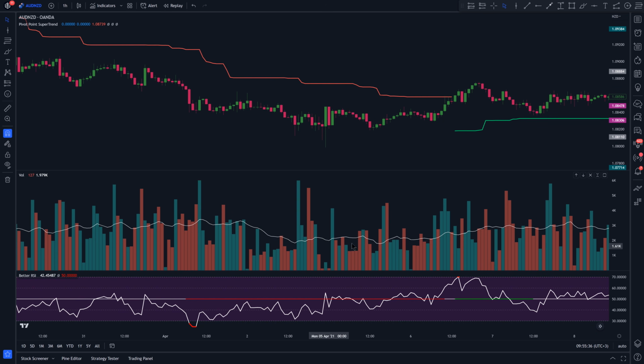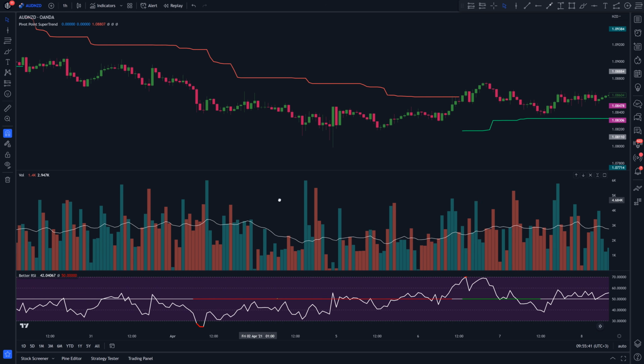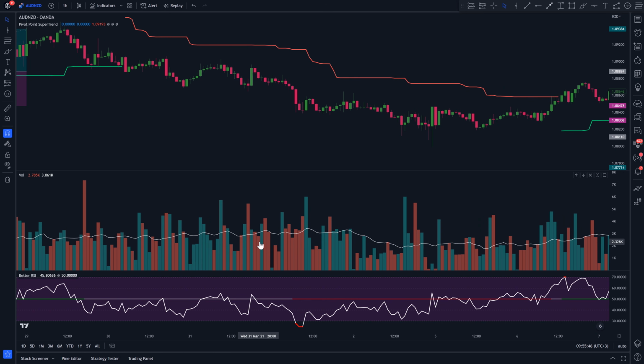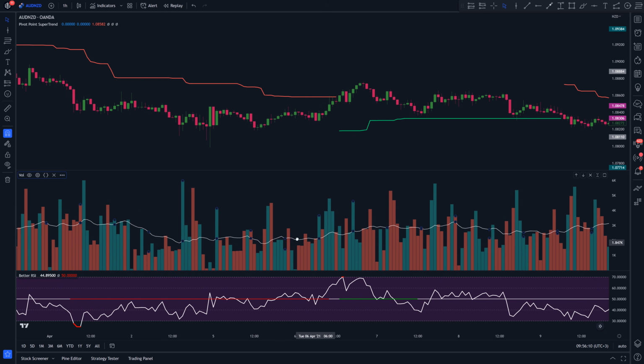This is a volume confirmation indicator, and the way it works is very simple. We will only take trades when these volume bars are above this white moving average, because that would indicate that the market has a high enough volume to push the price in the direction of our trades.